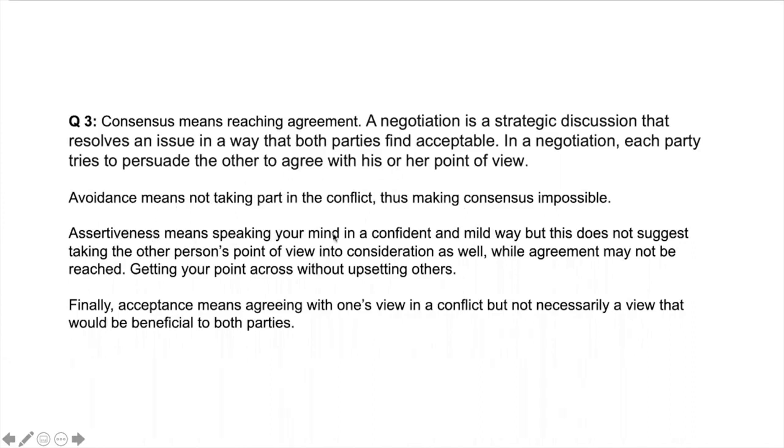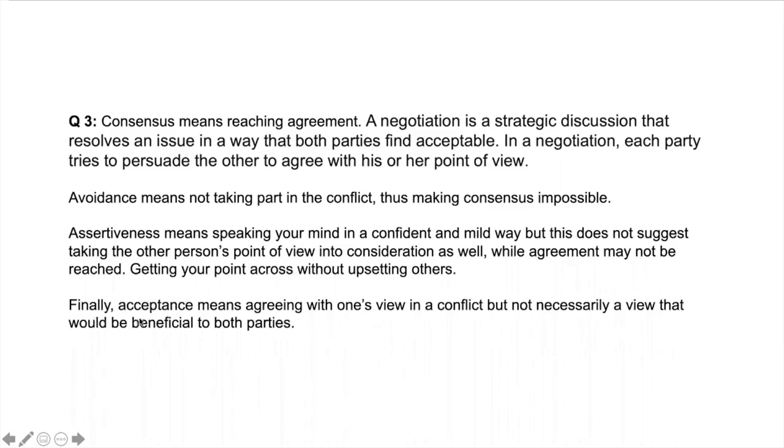Assertiveness means speaking your mind in a confident and mild way, but this does not suggest taking the other person's point of view. So when you're assertive, if you remember from question 2 from this exam, we talked a little bit about being assertive. You do speak your mind in a confident and mild way, but this does not suggest taking the other person's point of view into consideration, while agreement may not be reached. So assertiveness is getting your point across without upsetting others. But sometimes, that may be one-sided. It doesn't mean you will actually reach consensus, which is reaching an agreement.